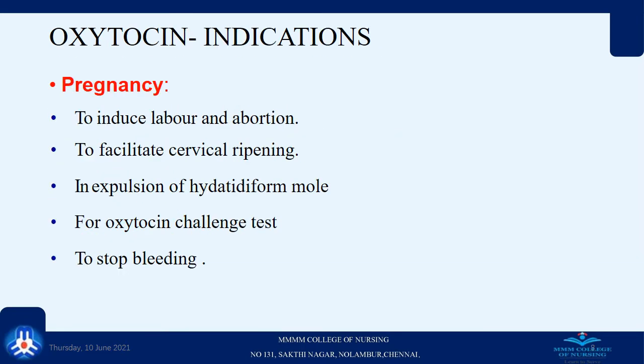So next we can see the indications of oxytocin. So where oxytocin is indicated. The indications are divided into pregnancy, labor and puerperium. In case of pregnancy, it is used to induce labor and abortion. For inducing labor, for stimulating the uterine contraction, we will be using oxytocin, and also in case of abortion, to expel the products of conceptus, we will be administering oxytocin.